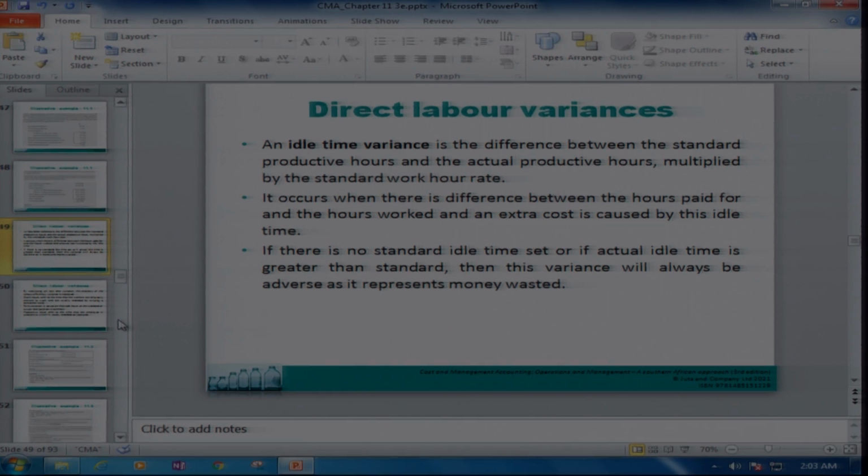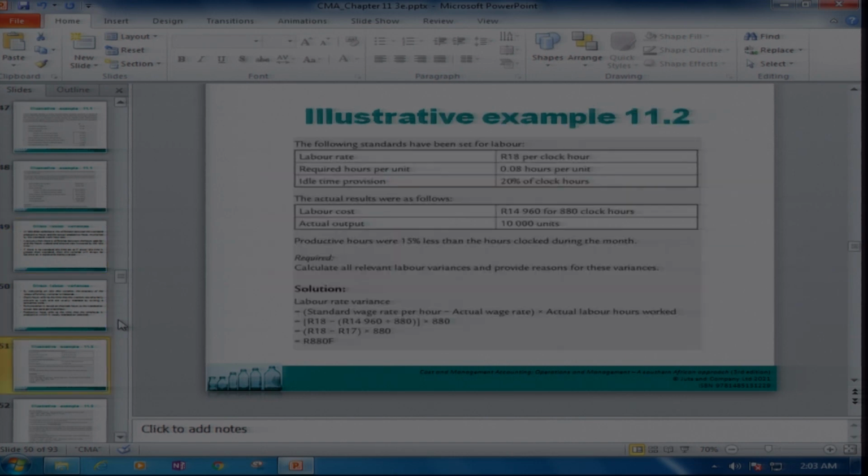So the idle time is the difference whereby you are at work but you cannot be productive. To calculate the idle time, we are going to focus on illustrative example 11.2. The question says the following standards have been set for labor. The labor rate is 18 rand per clock hour. The required labor hours per unit is 0.08 hours per unit. Idle time provision is 20% of clock hours. That is the standard information.